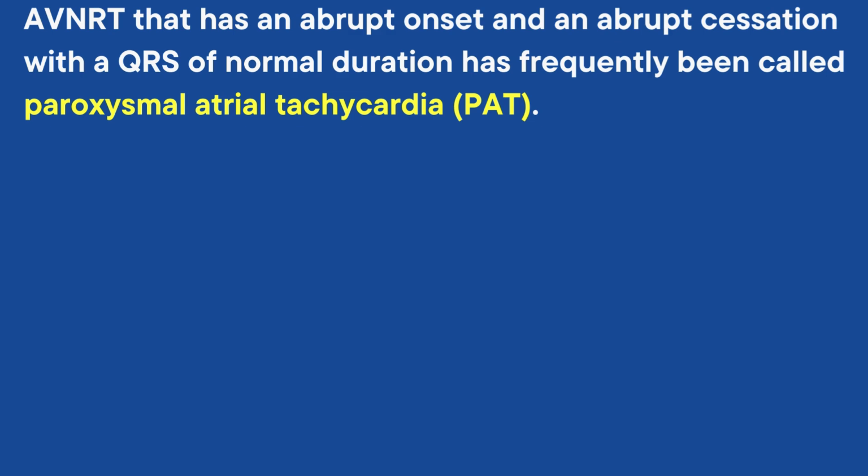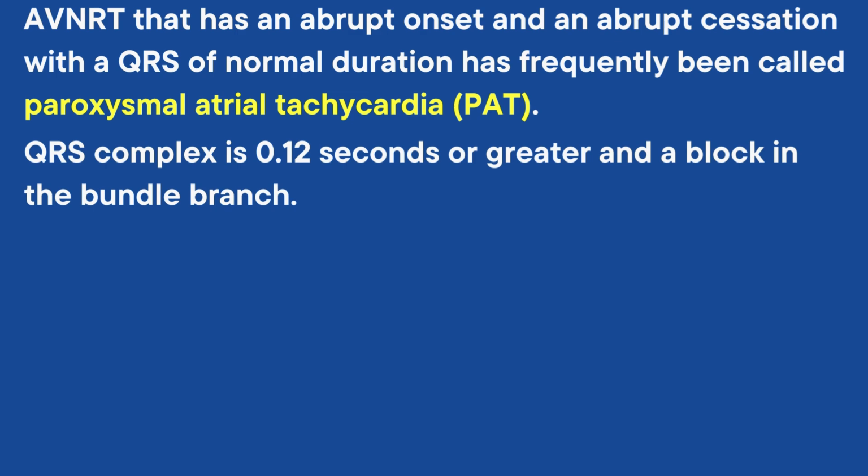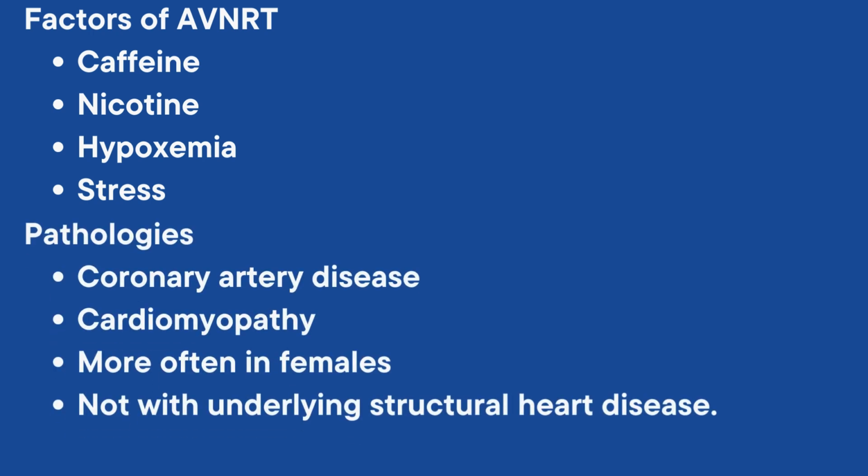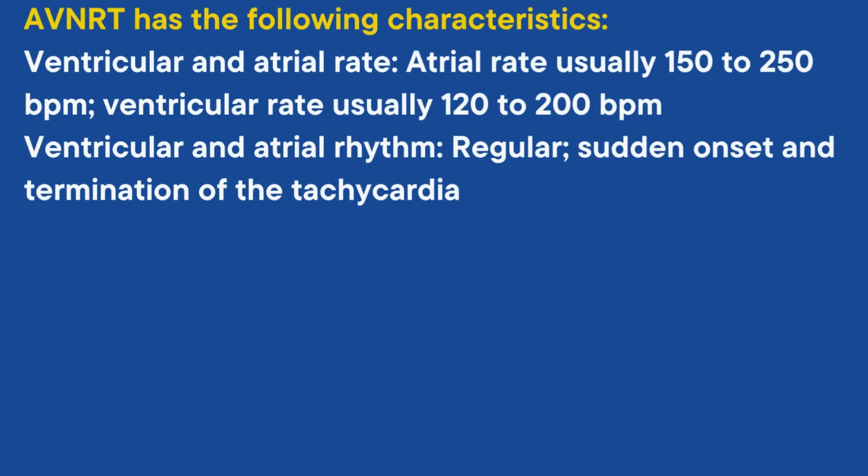AVNRT also occurs when the duration of the QRS complex is 0.12 seconds or greater and a block in the bundle branch is known to be present. This dysrhythmia may last for seconds or several hours. Factors associated with the development of AVNRT include caffeine, nicotine, hypoxemia, and stress. Underlying pathologies include coronary artery disease and cardiomyopathy. However, it occurs more often in females and not in association with underlying structural heart disease.